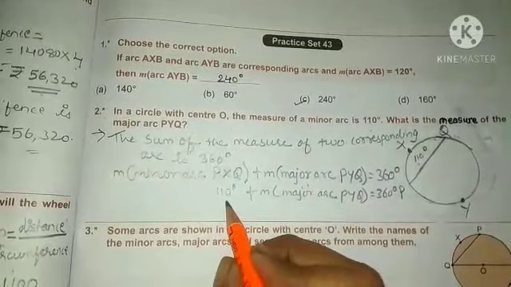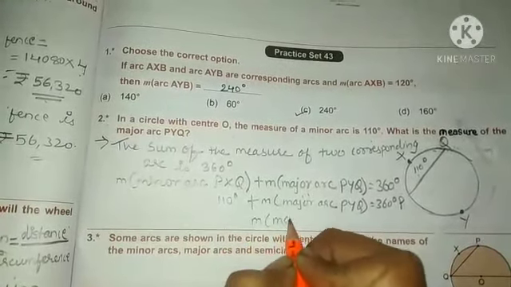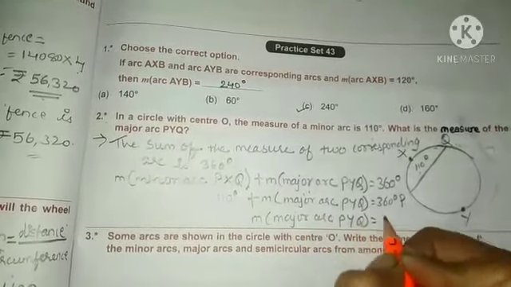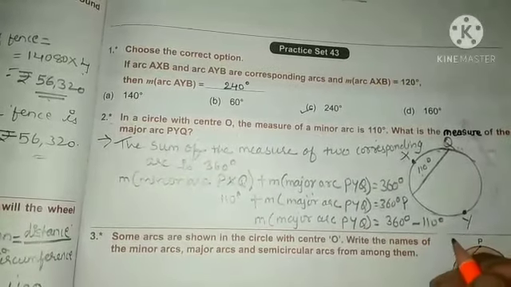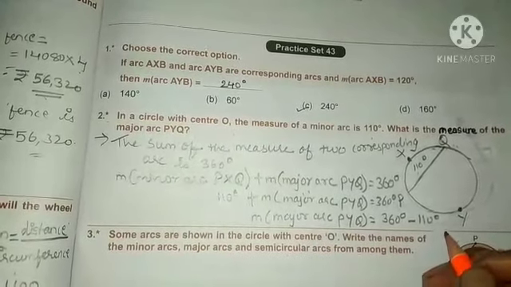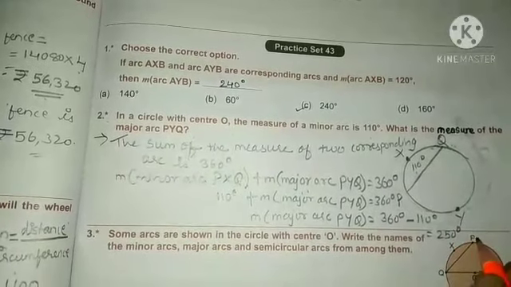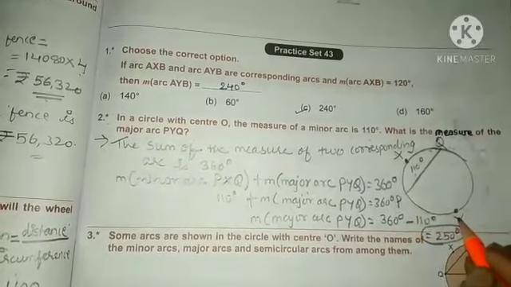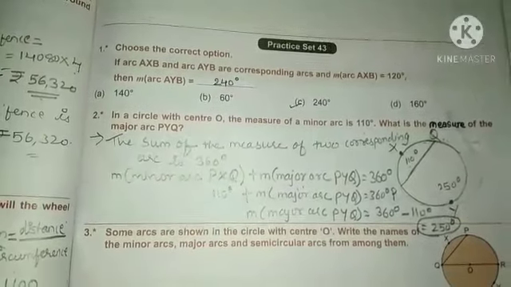Understood? Now what will you do? This 110 you will take to the right hand side, so addition will become subtraction. Understood? So 360 degree minus 110 degree. So what will you get? The measure of major arc PYQ, that is 250 degree. Clear? Understood? So this 250 degree is the measure of this major arc PYQ. Understood, students? How will you do?